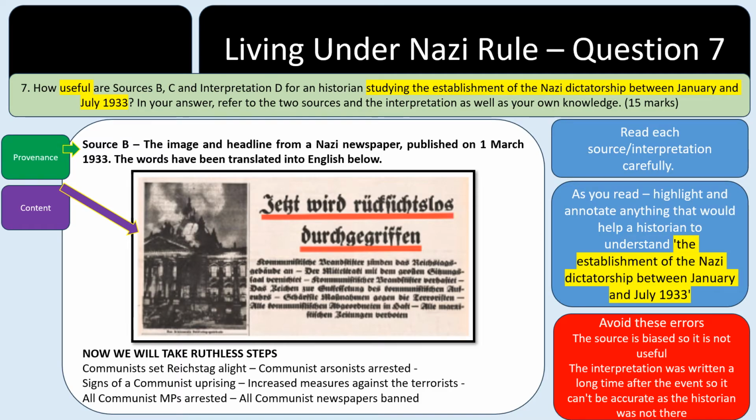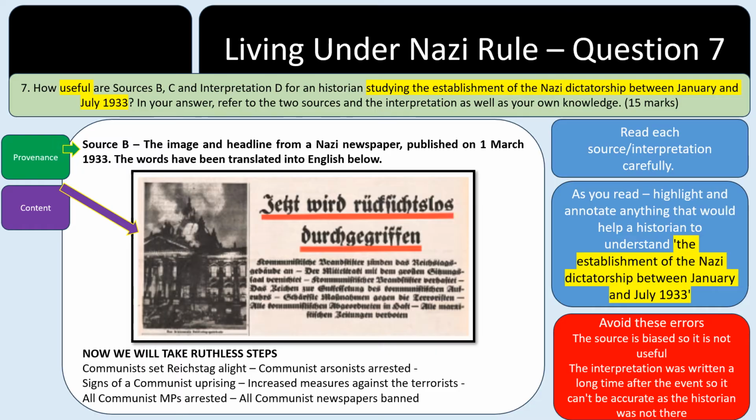So what you need to do is read the source carefully, and as you read it, highlight and annotate anything that would help the historian to understand the establishment of the Nazi dictatorship between January and July 1933. So in this case, we can focus on the fact that, and this is where your own knowledge comes in, this is about the Reichstag fire, which took place on the 27th of February 1933, and you can pick out things like the language that is used, calling the communists things like terrorists.